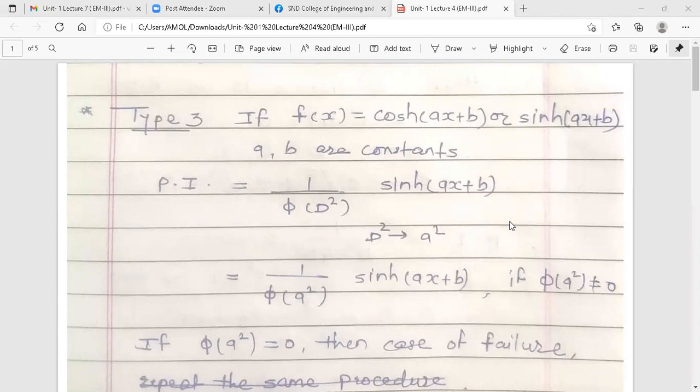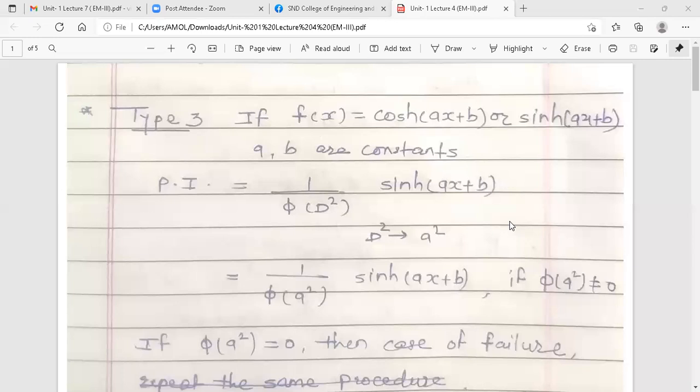and this topic is from the first unit, LDE, linear differential equations with constant coefficients. So the type 3: when the function f of x is equal to cosh(ax + b) or sinh(ax + b), meaning a hyperbolic cos function or hyperbolic sine function is there, where a and b are constants.